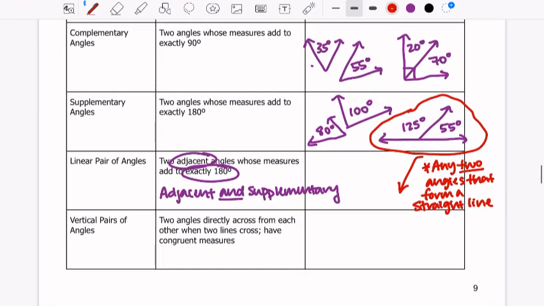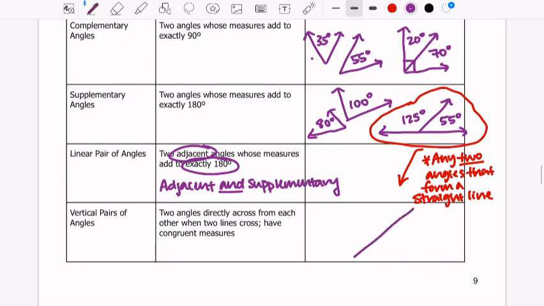Okay, last way that we can classify a pair of angles is a vertical pair of angles. And so vertical pairs come when we have two lines that cross over each other. Okay, so maybe I have a line here and I have another line here. Okay, and they can cross at any angle measure. But vertical angles are two angles that are directly across from each other and they have congruent measures.